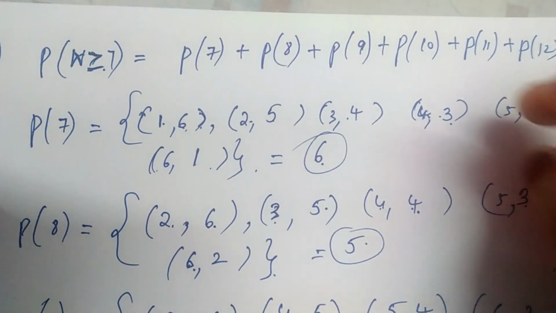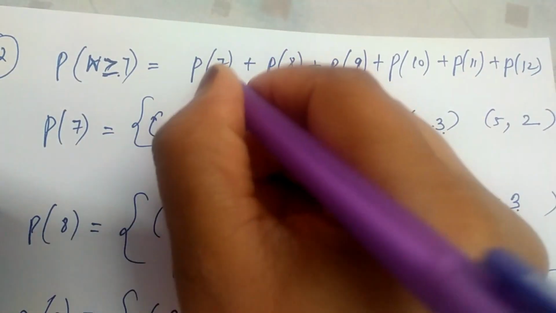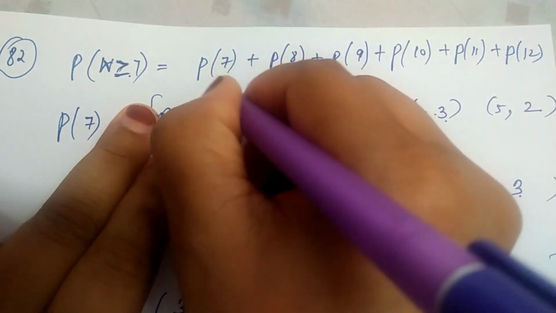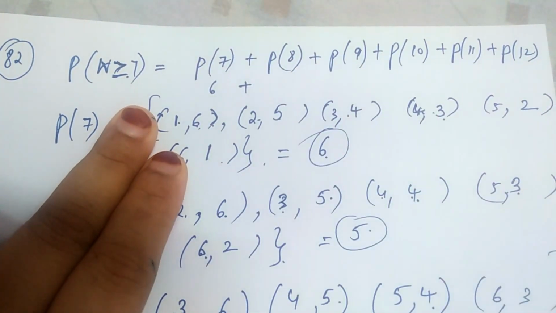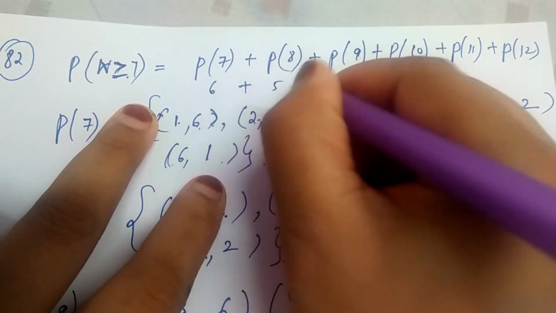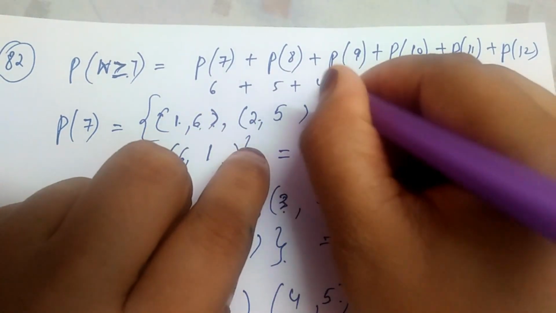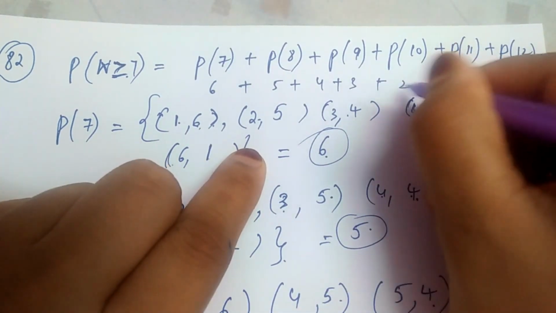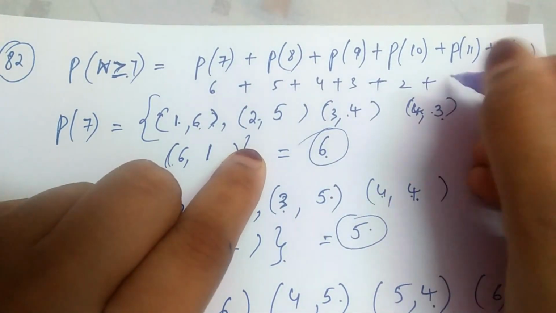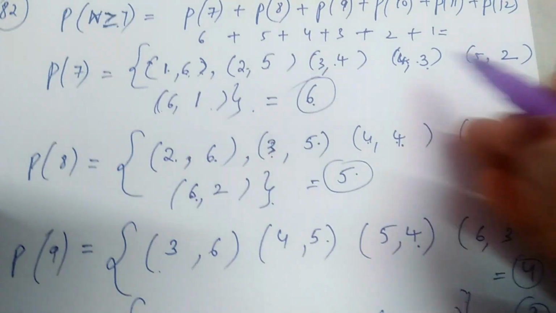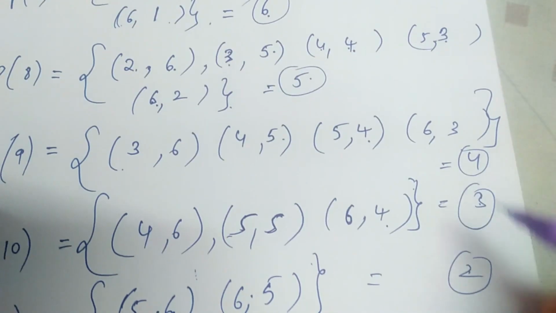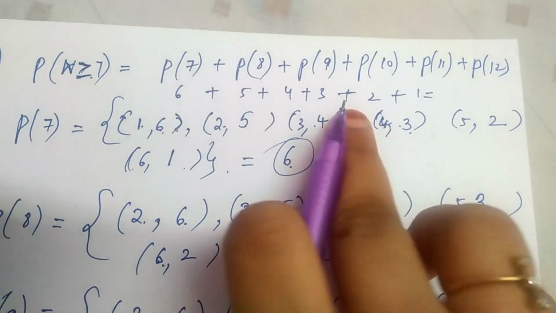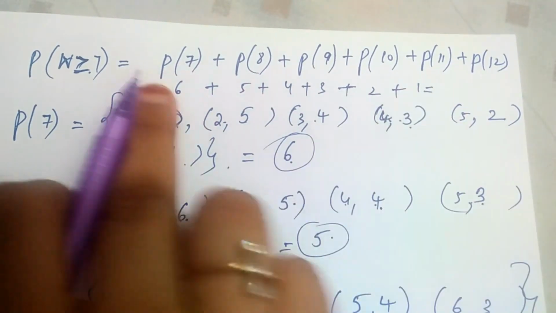Now on, get adding to it. Check on all the elements that you got. P7, how many elements you got? 6. P8, how many elements you got in that? 5. P9 you got 4, P10 you got 3 elements in it, P11 you got 2 and P12 you got 1. Overall, it's nothing but 6, 5, 4, 3, 2, 1. These are the elements that we are taking. If we add all these things, it will be 21.